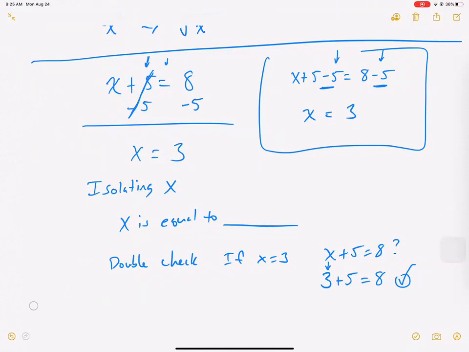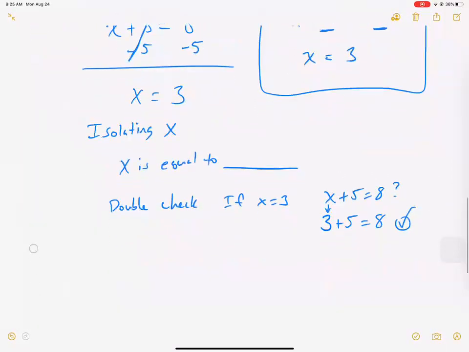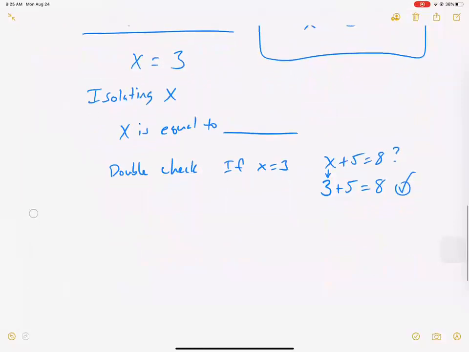We are learning simple steps here, and algebra works like this. We are doing one step at a time, one undo operation at a time, to get us to our solution. x is equal to 3. 3 plus 5 is 8. Now let's go ahead and try this one more time.